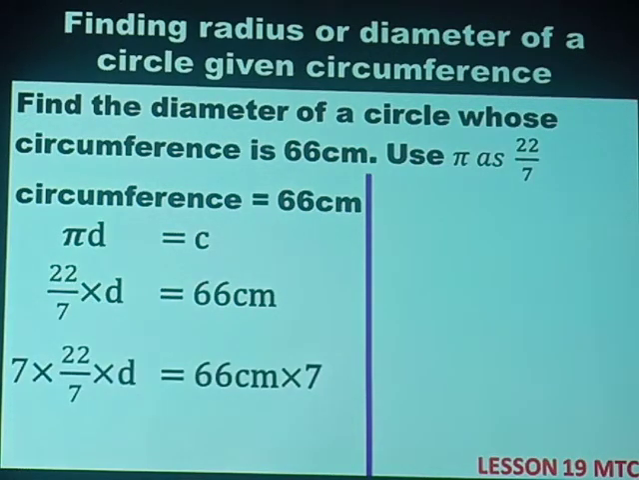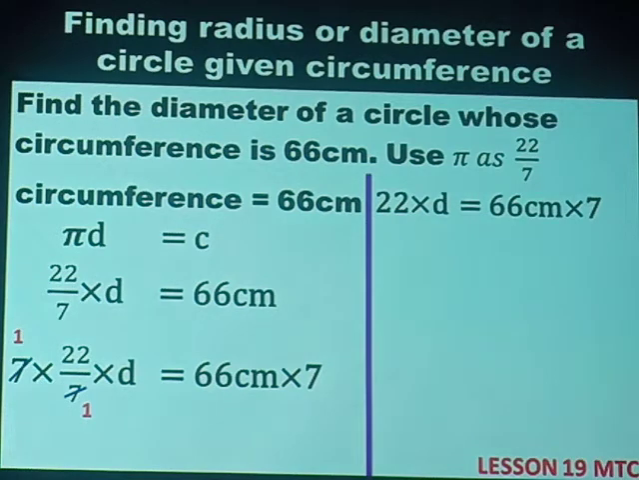In our next step, we shall multiply by 7 on both sides. 7 times 22 over 7 times diameter is equal to 66 centimeters times 7. We shall divide by 7 and come up with a 1. 7 divided by 7, we come up with a 1. In our next step, we shall have 22 times diameter. This is equal to 66 centimeters times 7.